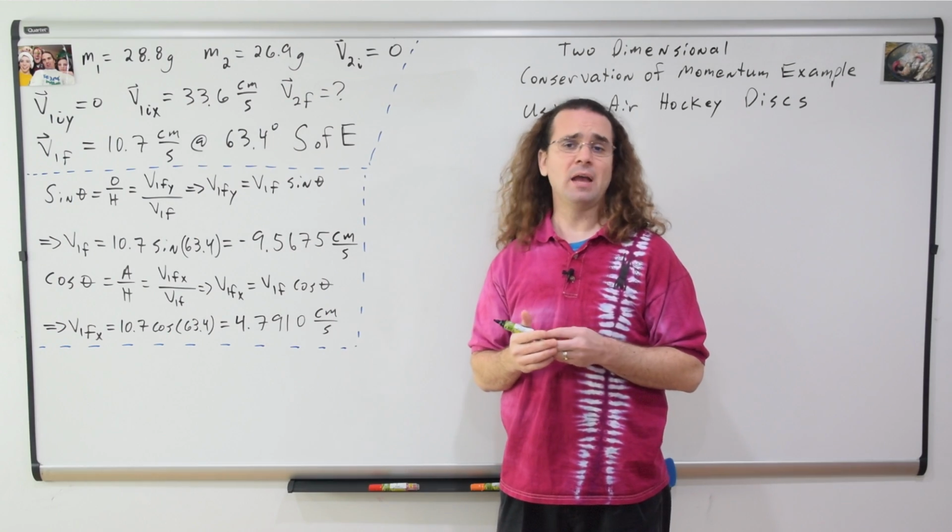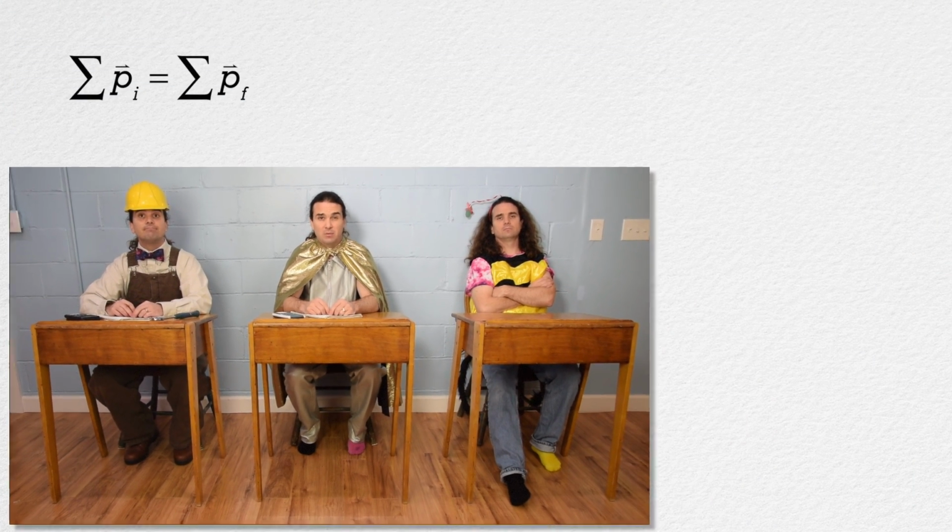Bobby, what should we do now? Okay, it's a collision, so we know momentum is conserved. So the sum of the initial momenta of the system equals the sum of the final momenta of the system. Momentum is a vector, so we need to do conservation of momentum in both the x and y directions. Let's start with conservation of momentum in the x direction.